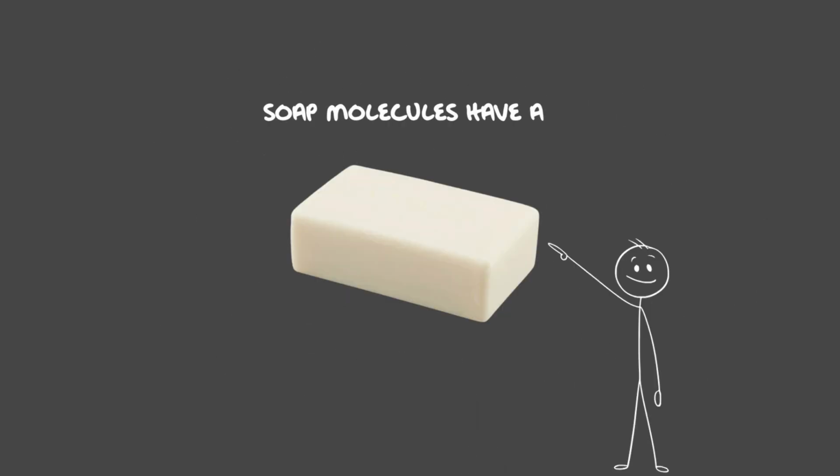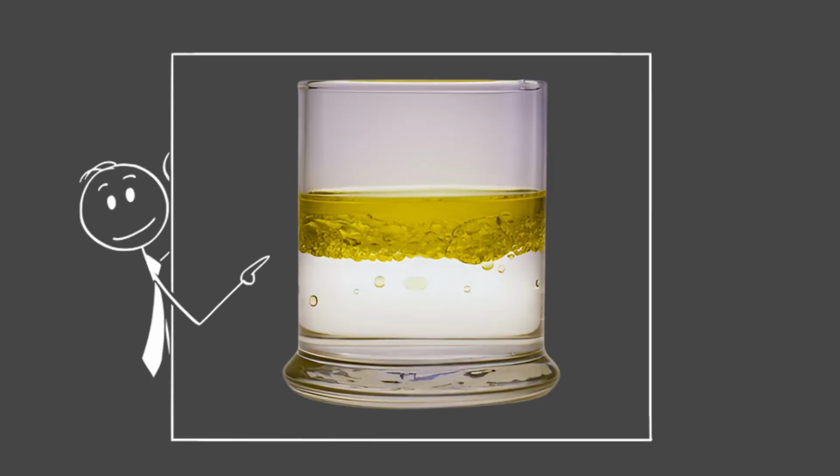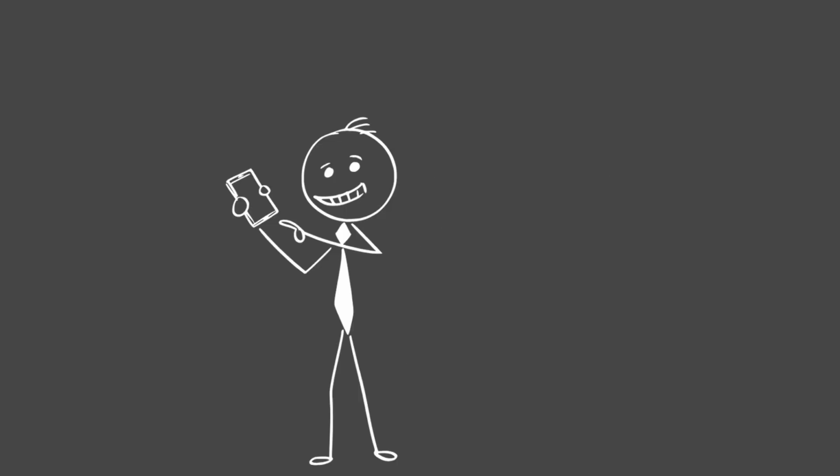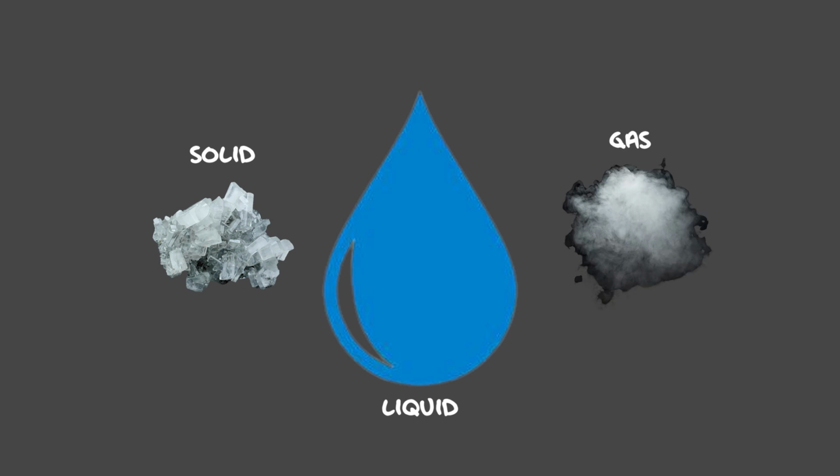Soap molecules have a polar head and a nonpolar tail, so they can grab oil and carry it away. Think of it like a tiny superhero cleaning up your mess. Now let's switch gears a bit and talk about the states of matter. We all know three basic states: solid, liquid, and gas.